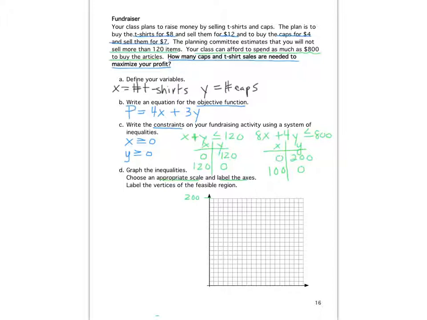And 1, 2, 3, 4, 5, 6, 7, 8, 9, 10. That'll be 100. So each little unit tick mark is 10. And then we'll keep that same scale on the x-axis. So we'll have a 200 here at the end. And then 1, 2, 3, 4, 5, 6, 7, 8, 9, 10. We'll have 100. All right. X-axis we have labeled as number of t-shirts.